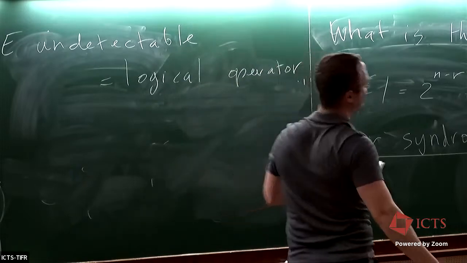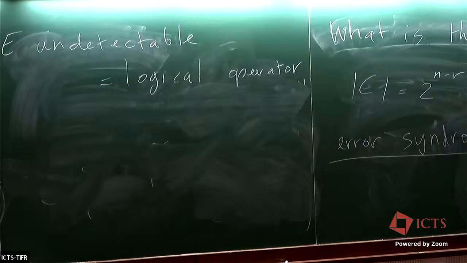Let's check. Someone said that this is not a stabilizer, but it commutes with all stabilizers. What does it do to the logical zero? It takes you to the logical one. So it's a logical X operator. It moves you from logical zero to logical one.